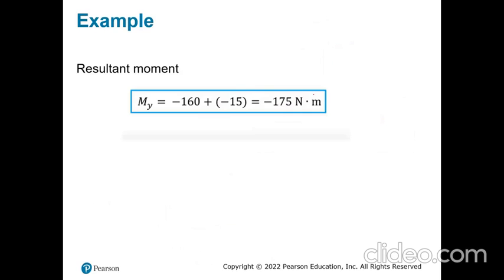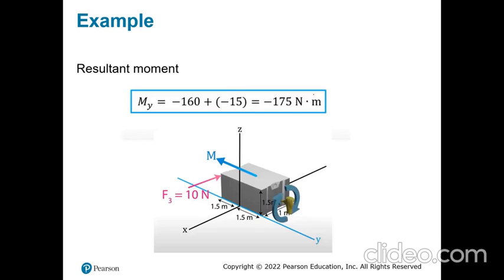So the resultant is going to be negative 160 plus negative 15. So that addition is negative 175. So that's negative in the y direction, so opposite to y. So if I'm using the right hand rule, my thumb points out there, and all the other fingers point in the clockwise direction. So that's why it's negative, because it's in the clockwise and in the negative y direction.